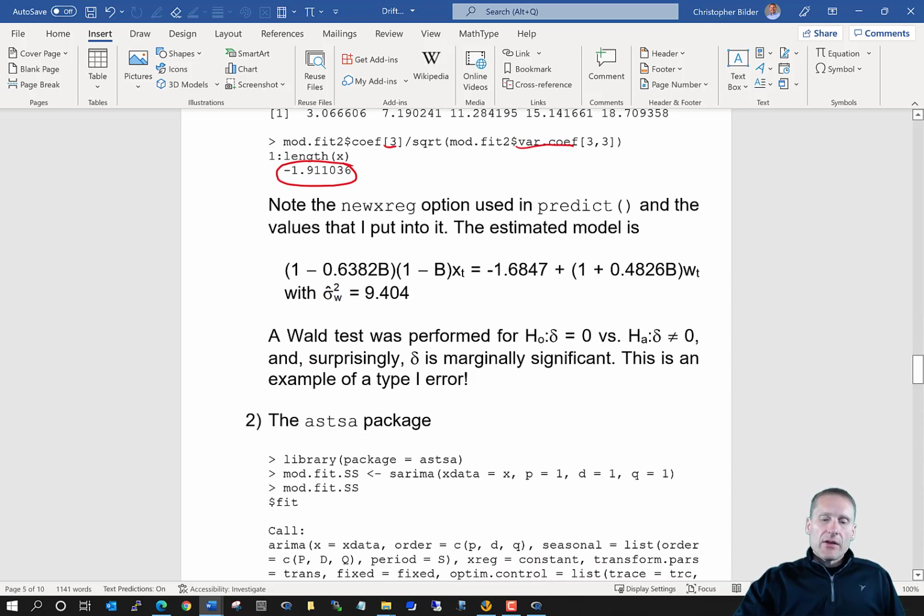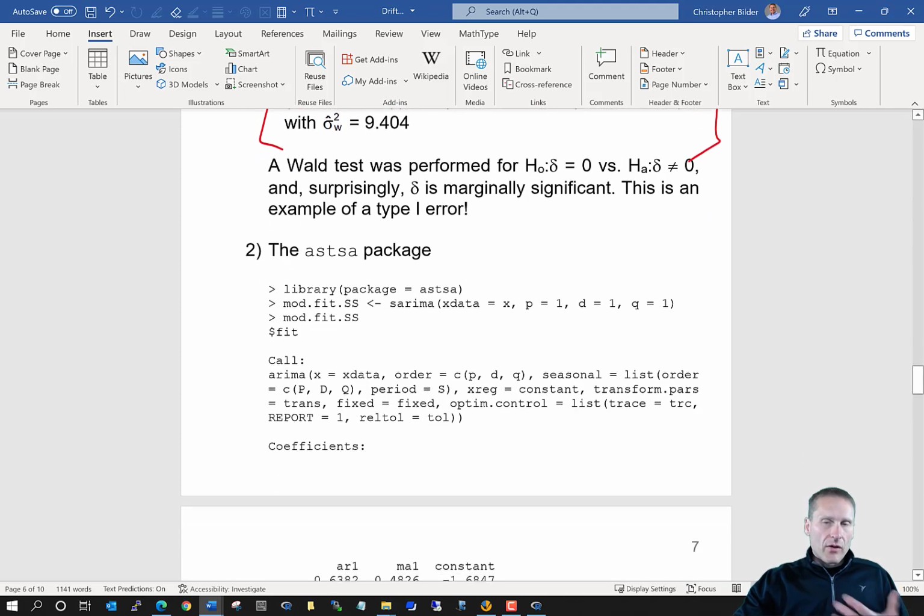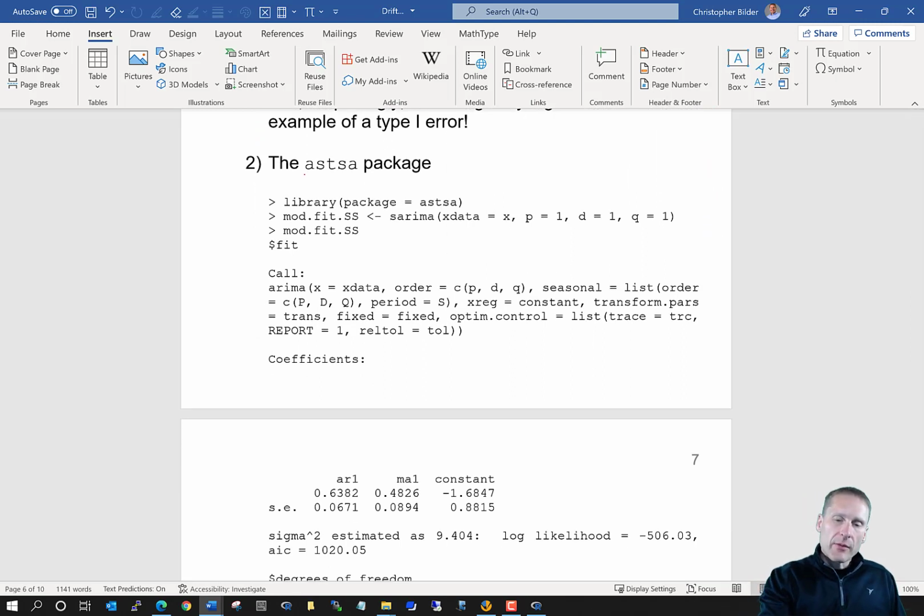Okay, so here's what my model looks like then, using all the components that I had from the ARIMA output. Here's my delta hat that would be put into the model. So that's method number 1. Method number 2 is to use Shumway and Stoffer's ASTSA package. Now, this will give us almost an automated way to estimate this drift term.